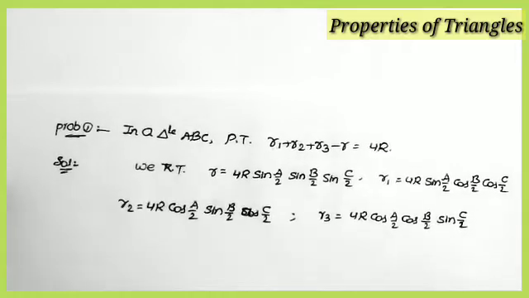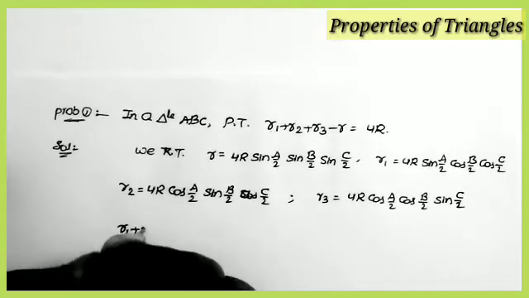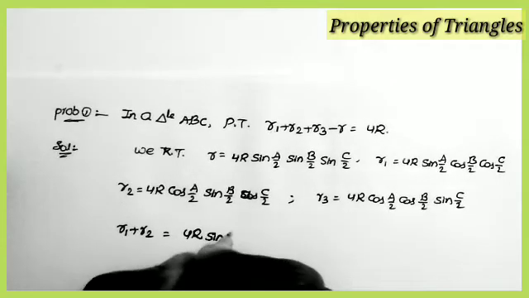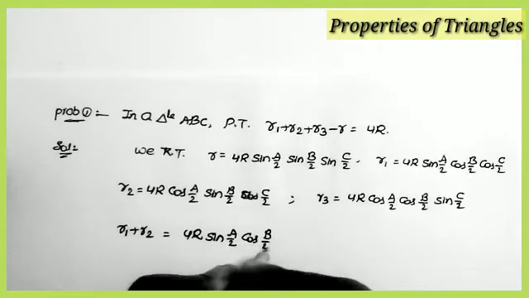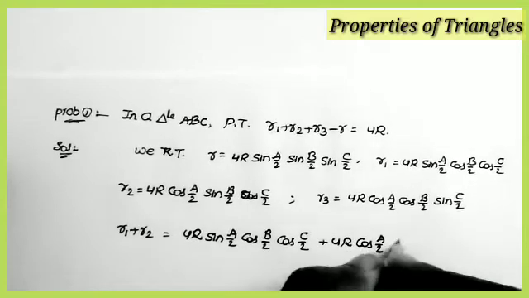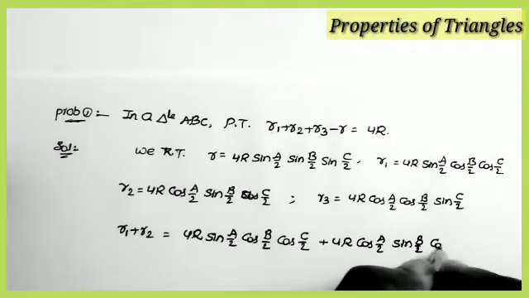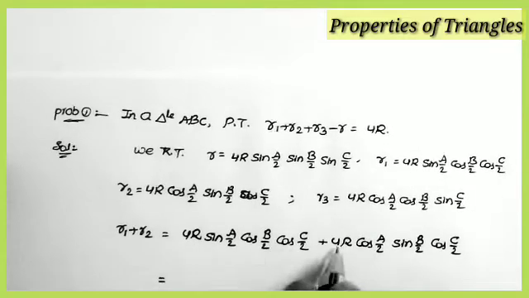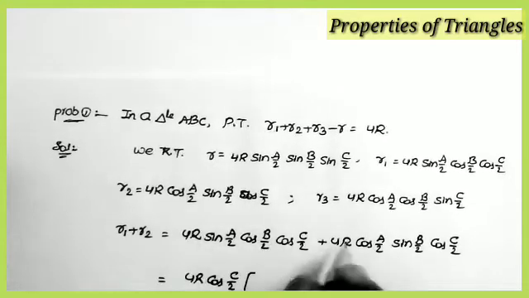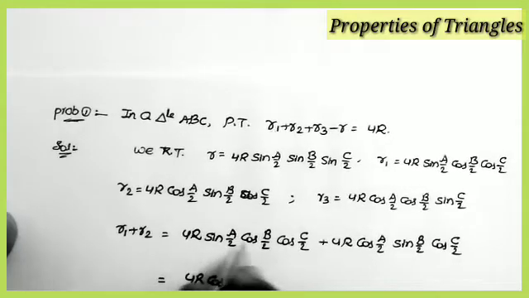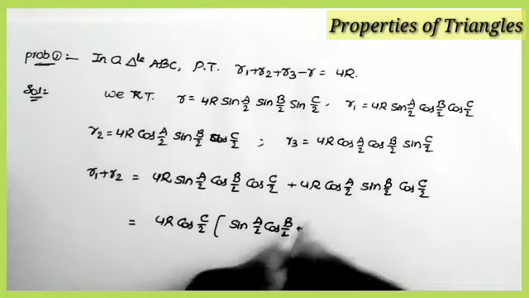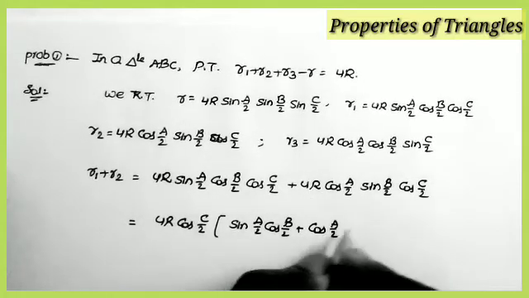Now I am simplifying the LHS. First I am taking only the first two terms of the LHS, that is R1 plus R2. Replacing the values: R1 is 4R sin A by 2 cos B by 2 cos C by 2 plus R2, which is 4R cos A by 2 sin B by 2 cos C by 2. Now taking the common terms from these two terms. What is common here? 4R cos C by 2. Taking it common, the remaining values are sin A by 2 cos B by 2 and cos A by 2 sin B by 2.